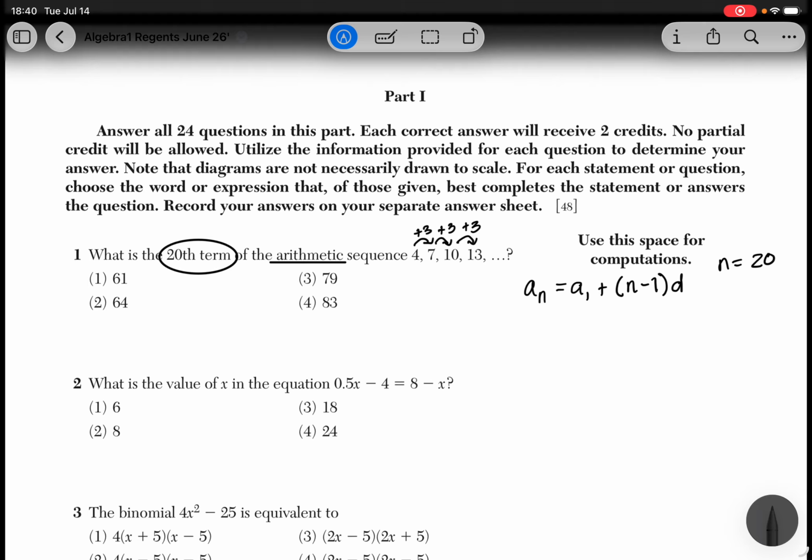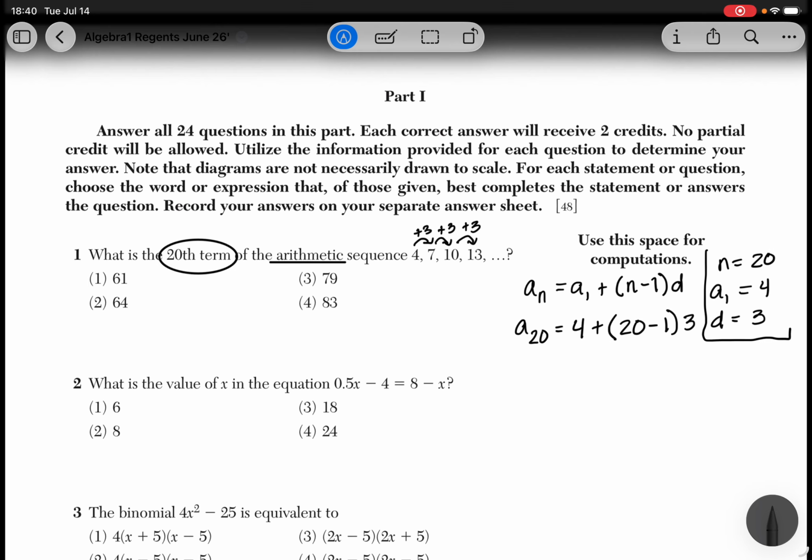The other variable that we know would be a of 1, which would be our first term. So a of 1 equals 4. That's the first term given to us. And then from here, we need to figure out what that difference is. And we know that we were adding by 3, so that difference is 3. So d equals 3. Now all we have to do is plug these values into our formula to solve for the 20th term. So our formula now turns into a of 20, because n equals 20, equals a of 1, which we said was 4, plus, once again, n is 20 minus 1 times 3.